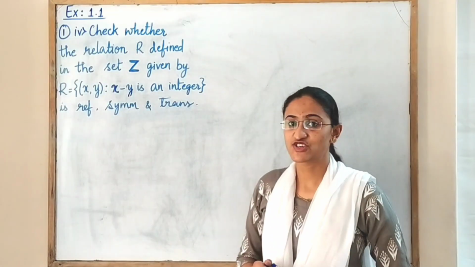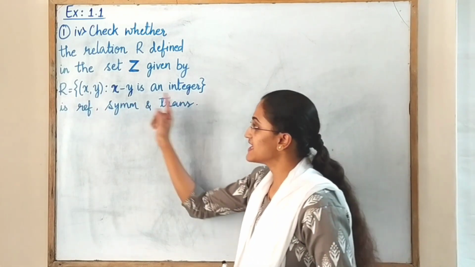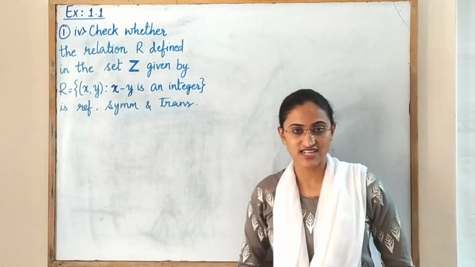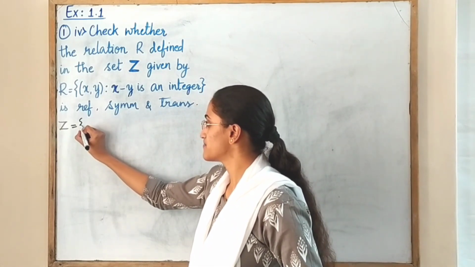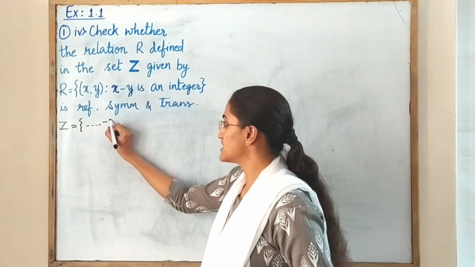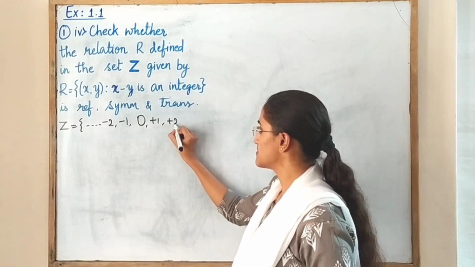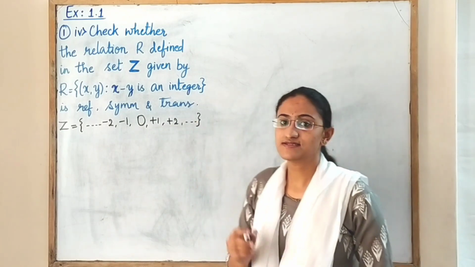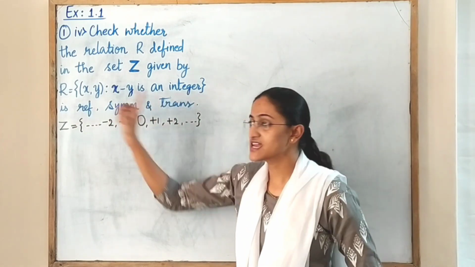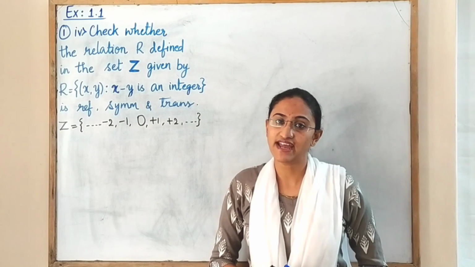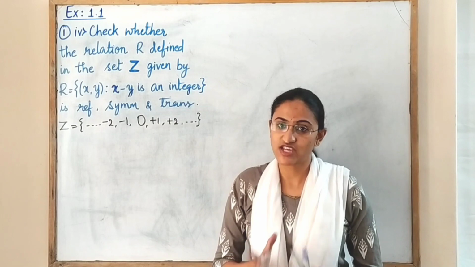Check whether the relation R defined in the set Z is reflexive, symmetric and transitive. Now, they have given you the set of integers. It contains all the negative numbers, 0 and positive numbers. Since the set Z is an infinite set, if you convert the relation R into the roster form, that will also be an infinite set, and hence we prefer to prove this problem in a general way.